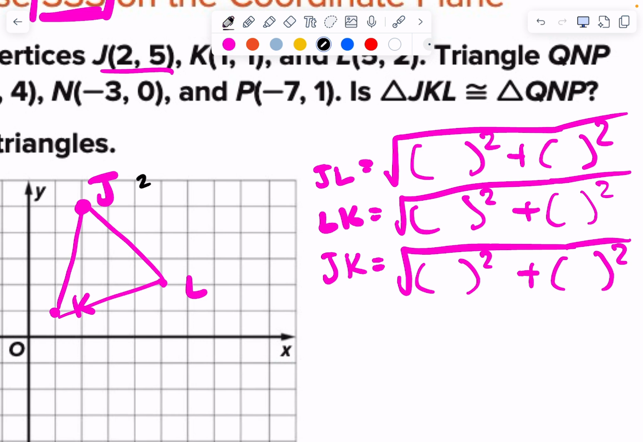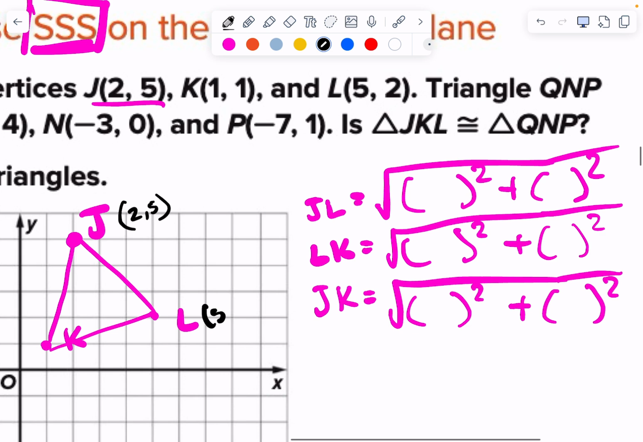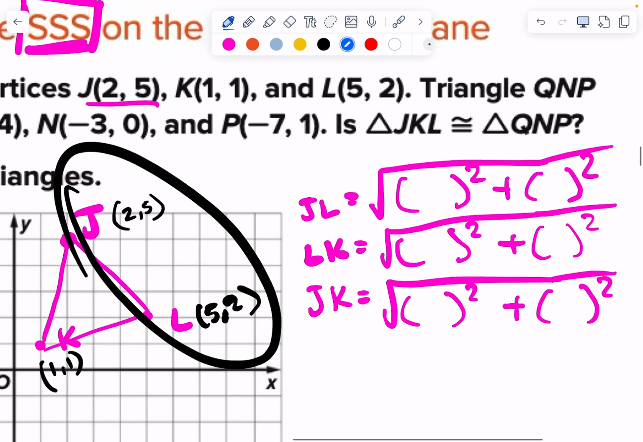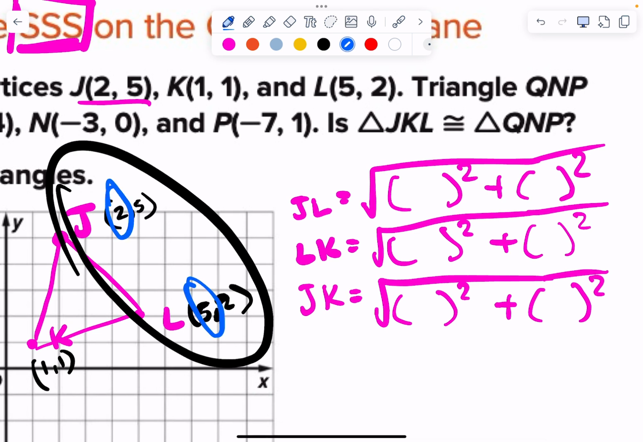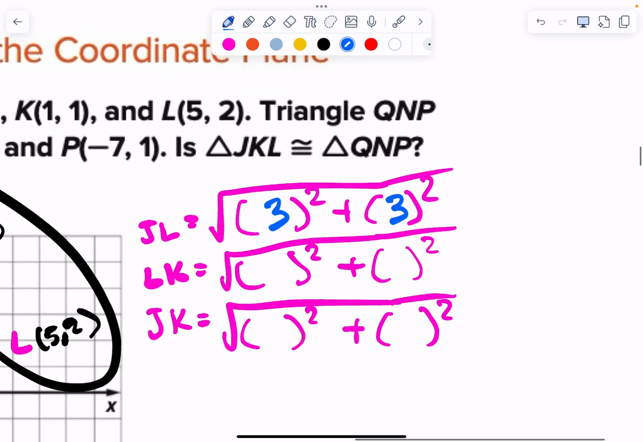J is (2, 5). I'll show you how to cheat. And K is (1, 1). All right, there you go. So if we're doing JL, I'm doing the distance between these two. I'm looking at the x coordinates. How far apart is 2 and 5? 3. How far apart is 5 and 2? Also 3. Okay, 3 squared is 9. 3 squared is 9. 9 plus 9 is the square root of 18. That's that side. We're just going to leave it as the square root of 18.